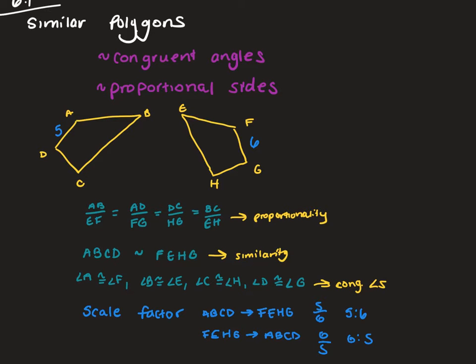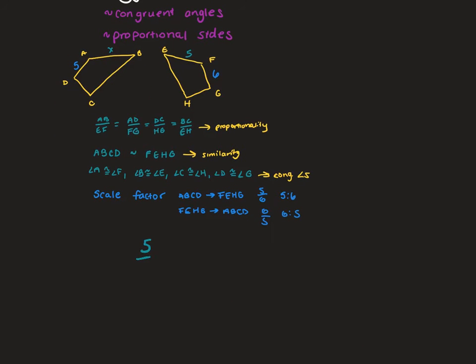And if I gave you, let's say, this is 5 and this is X, and you wanted to find that side, then I would say that 5/6 would equal X/5, and then cross multiply and divide. So you've got to be able to find scale factor. You've got to be able to do a proportionality statement, a similarity statement, match up congruent angles, do scale factor. All that stuff has to come from 6.1.